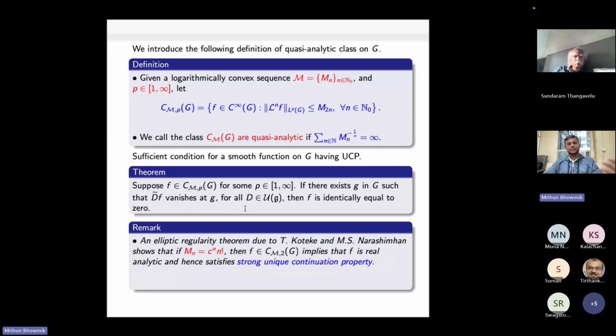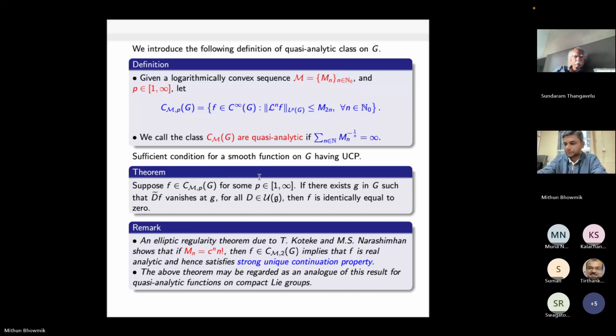Here there is also some relation with the elliptic regularity theorem of Kotake. Functions in that class of course satisfy the strong unique continuation property. Now this theorem can be seen as a generalization of that result to quasi-analytic functions on compact Lie groups. So this is the class of functions we have defined, and we justify the definition by showing that any function in this class satisfies the strong unique continuation property.